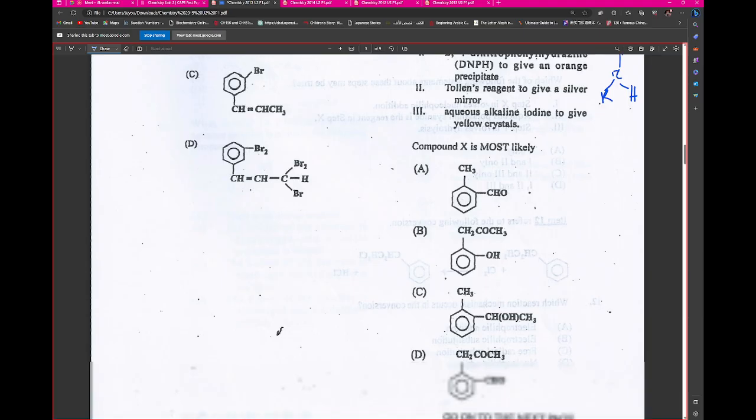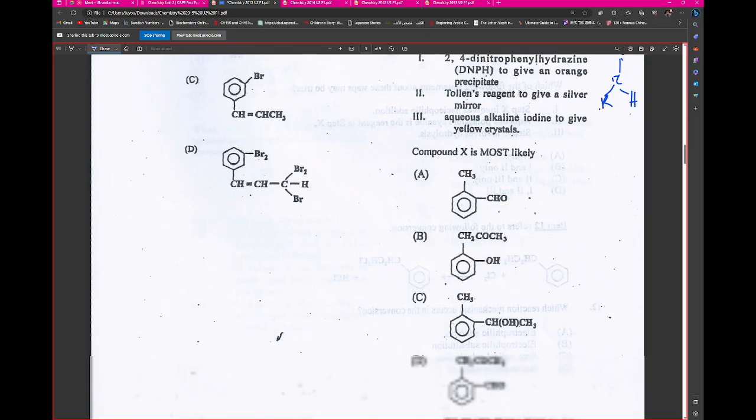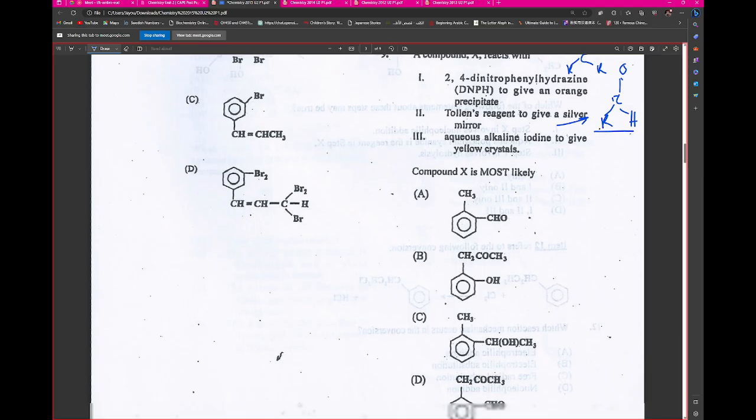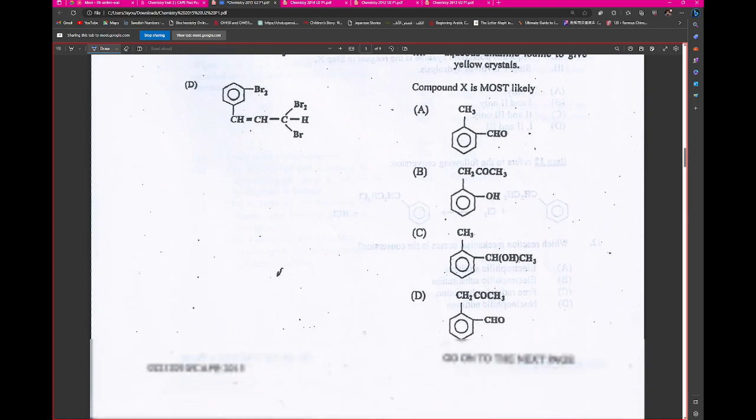So I think C and D would be out, but hold on, let me check something. Tollens reagent to give a silver mirror, so that would be attributed to which compound? Aldehyde. Aldehyde, so it's definitely an aldehyde. And aqueous alkaline iodine, right, to give yellow crystals, that would be the iodoform test, right? And that needs a solitary methyl group, true? Right? Alright, so it needs to be an aldehyde with a solitary methyl group. So what would be the best answer?